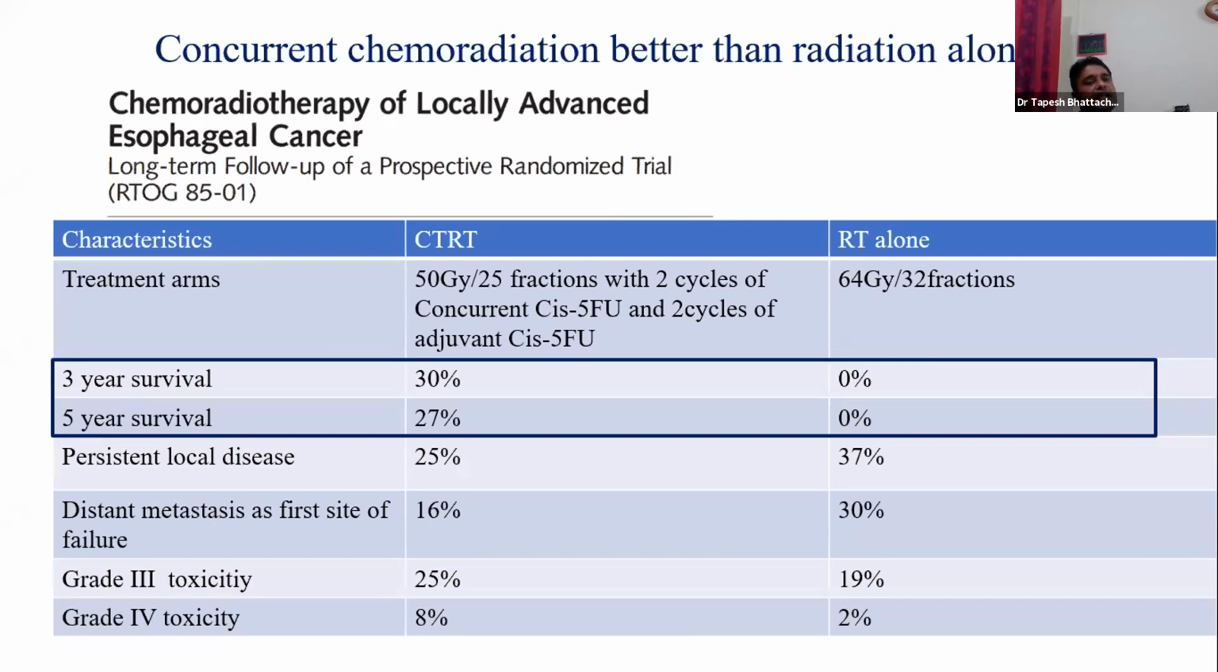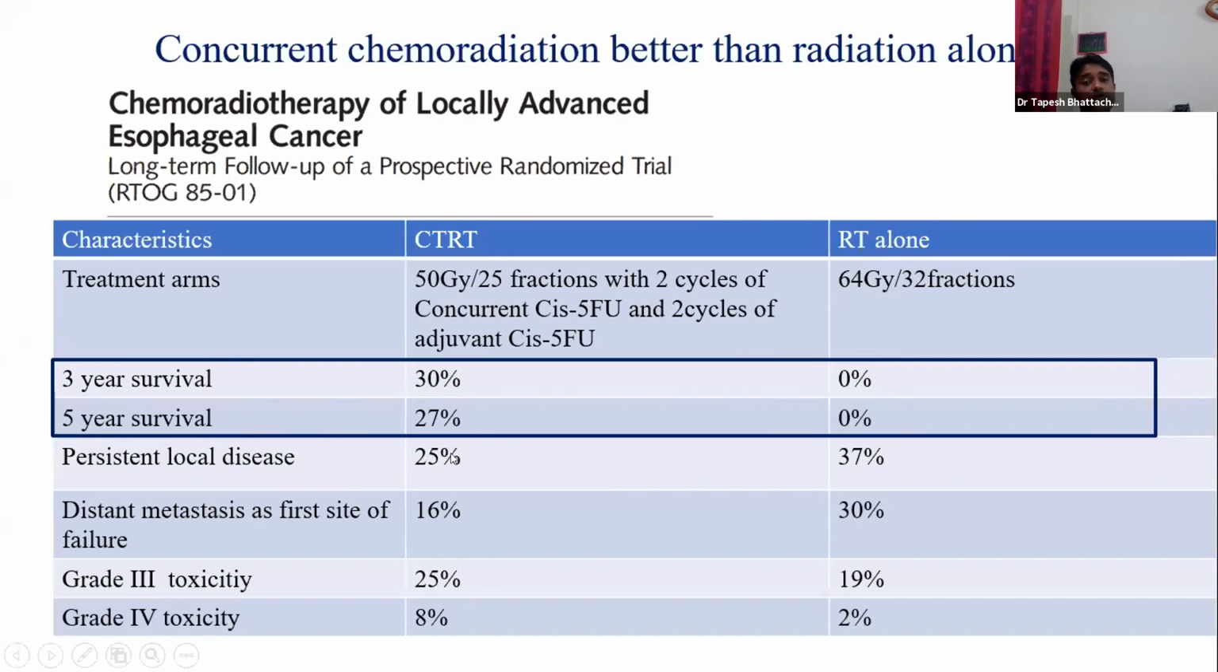This landmark trial was RTOG 8501, published in JAMA. They compared CTRT versus RT alone. In the CTRT arm it was 50 gray in 25 fractions along with cisplatin 5-FU, 2 cycles concurrent and then adjuvant, and RT alone was 64 in 32. Comparing the 5-year and 3-year survival, CTRT versus RT, the RT alone results were horrible. 5-year and 3-year survival was 0% in RT alone, and in CTRT it was 30 and 27.